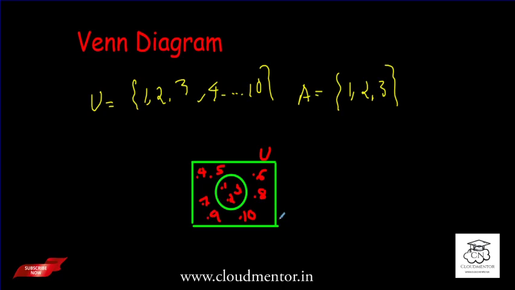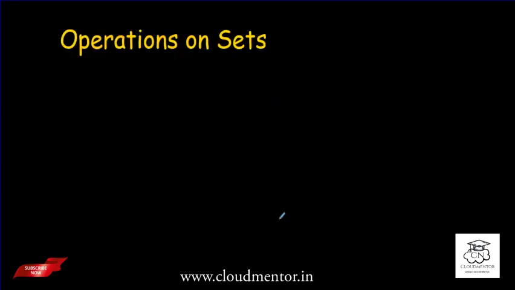Now moving to the operations on sets. There are different types of operations on sets, like the union of two sets, intersection of two sets, disjoint of two sets, difference of two sets, symmetric difference of two sets. So let's have a look at them. And the first operation is the union of sets.